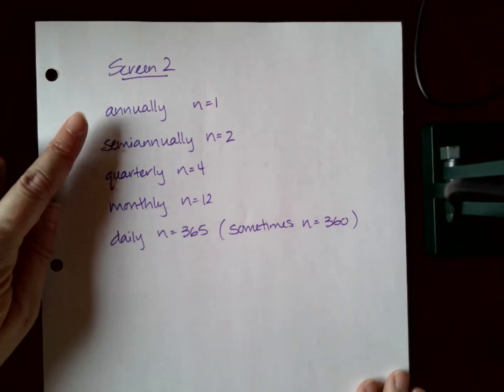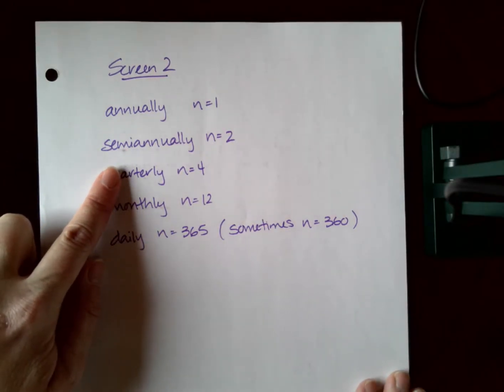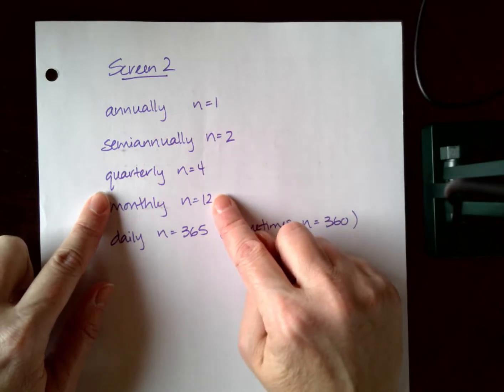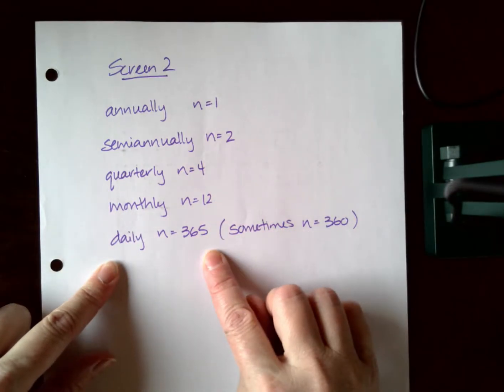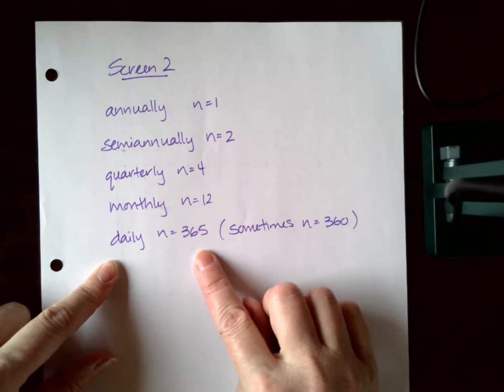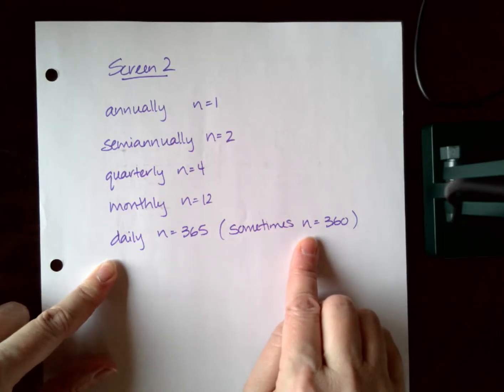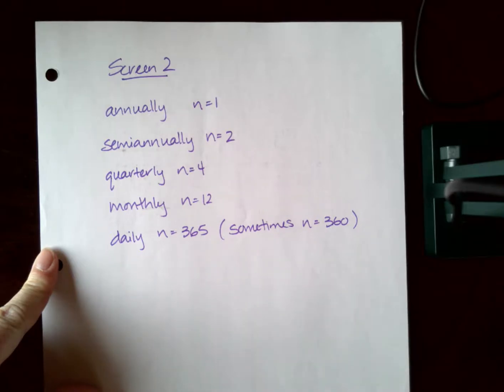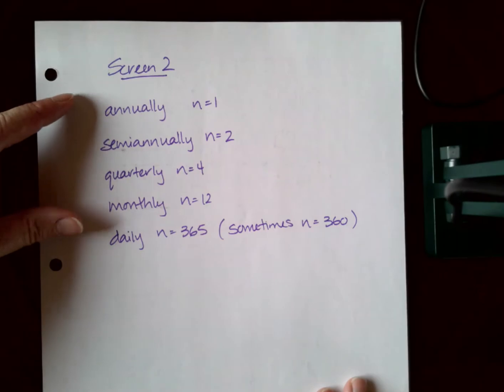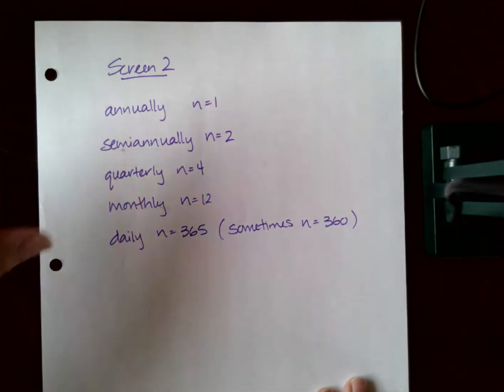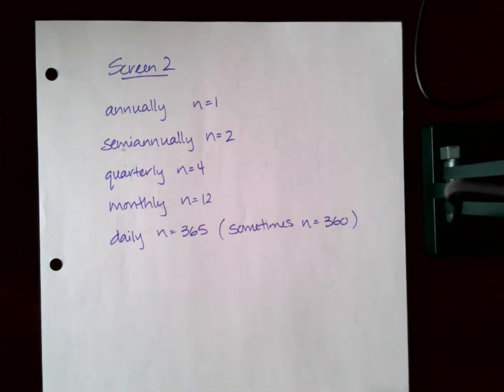So it should have gone annually, which is once a year, semi-annually, which is twice a year, quarterly, 4 times a year, monthly, 12 times a year, daily, 365 times a year. Sometimes you'll see this as 360 if an institution takes 5 bank holidays, for example. We spend most of our time in these categories up here, but occasionally you'll see something with daily in it as well.